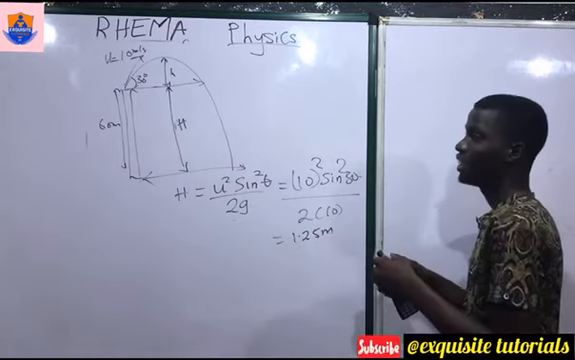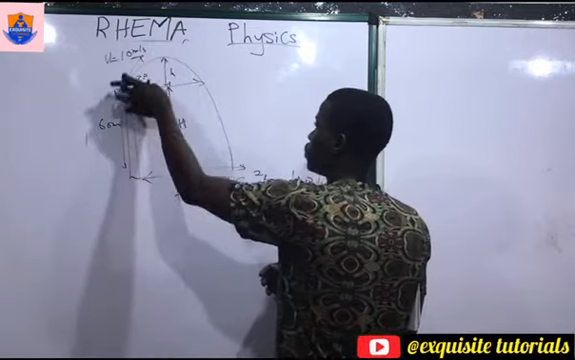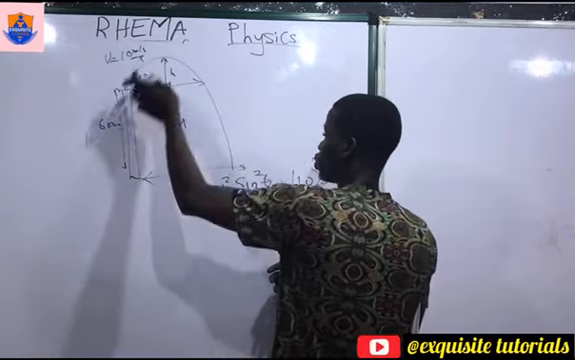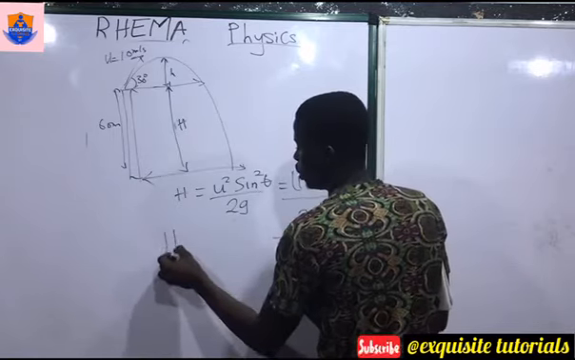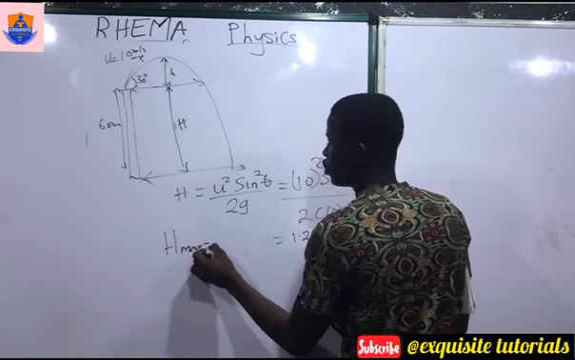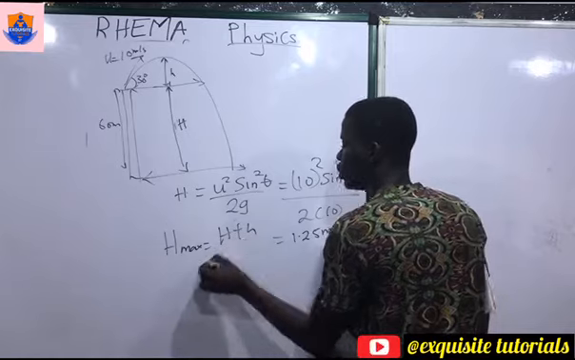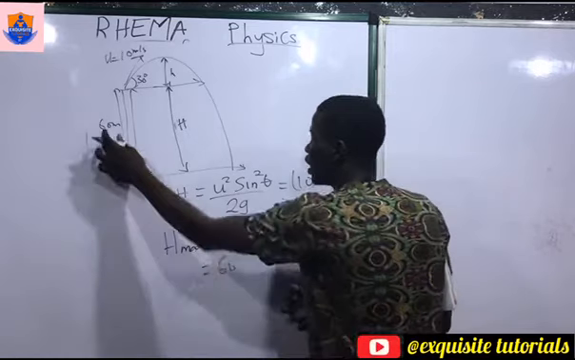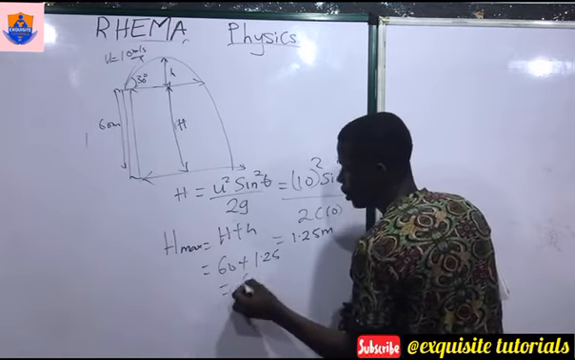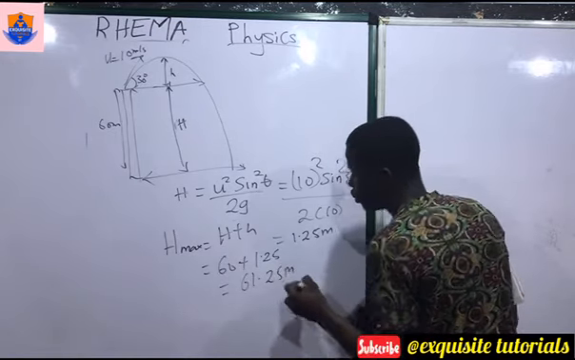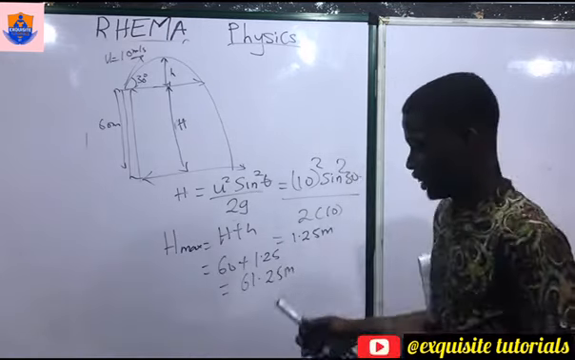So now, to get the maximum height which this projectile was displaced, you have to add this one and this one together. Adding the two, h maximum is equal to our normal h plus the small h. So it will be 60, this height, plus 1.25. Adding it, you'll be having 61.25 as your value. So that is that on this one.